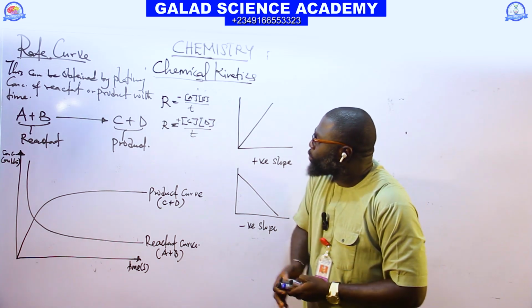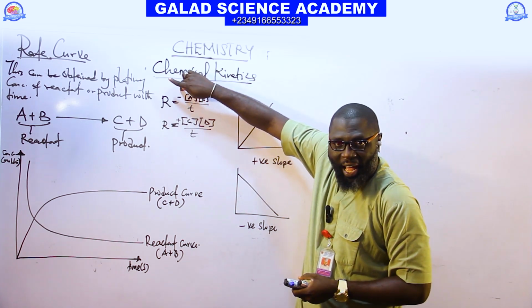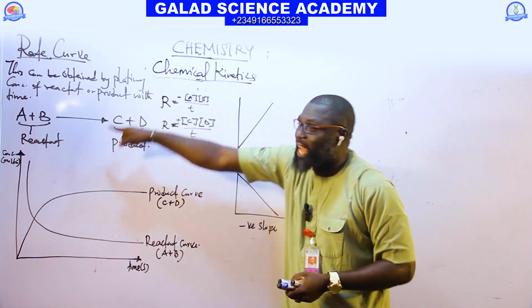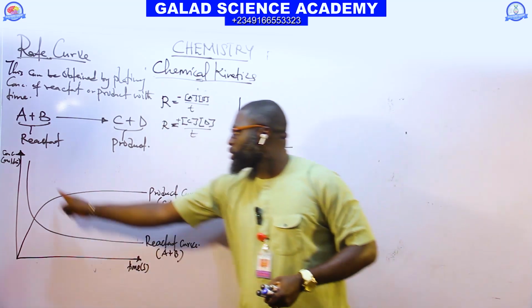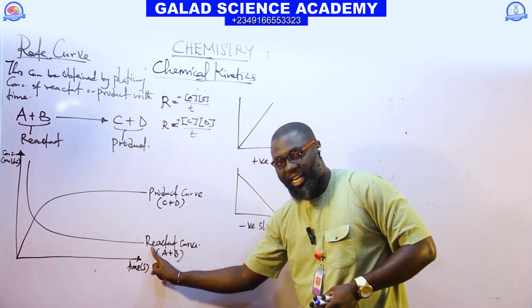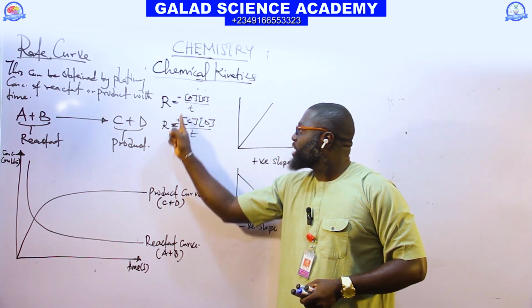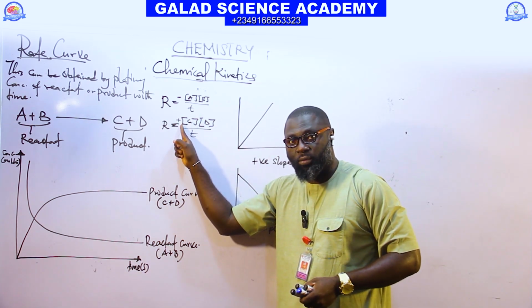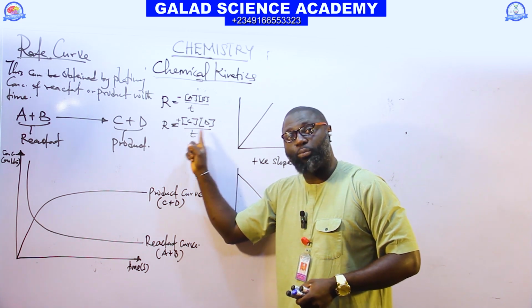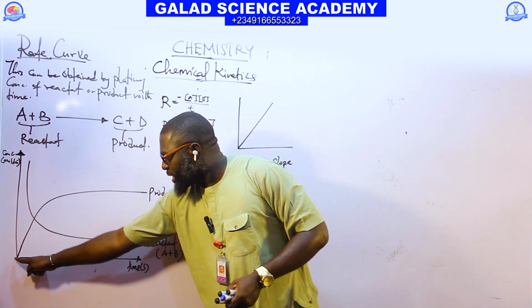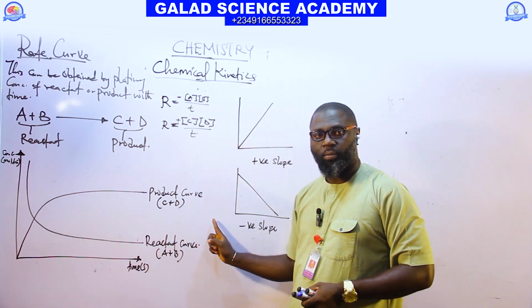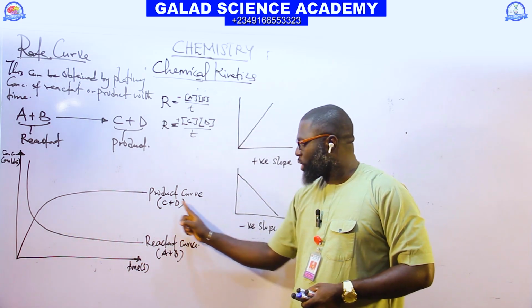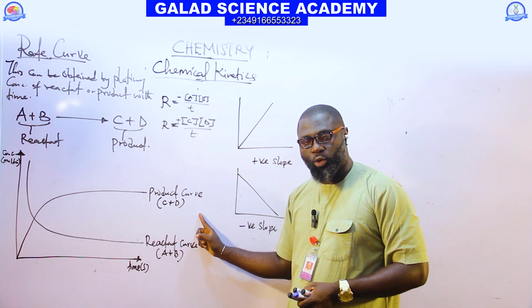So the presence of minus in the rate equation for the reactant makes the curve of reaction come down like this, a negative slope. The presence of the positive sign in the rate equation for the product makes it increase from the origin like this to have this curve.